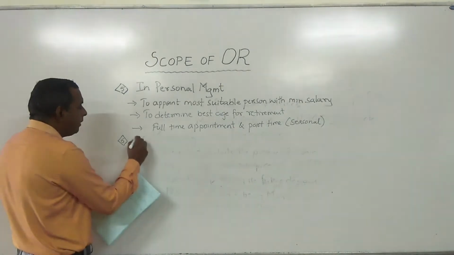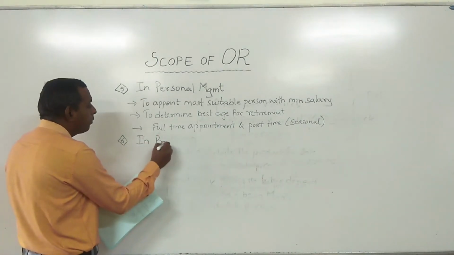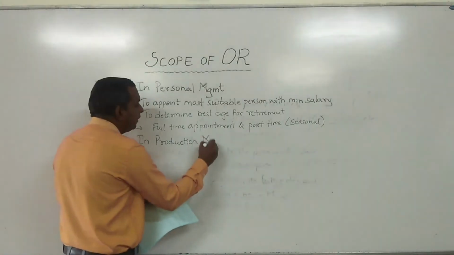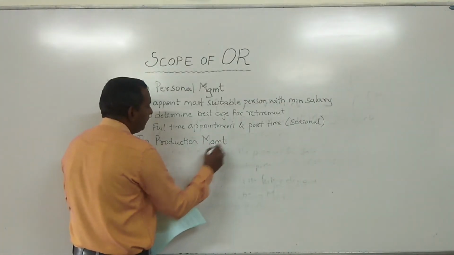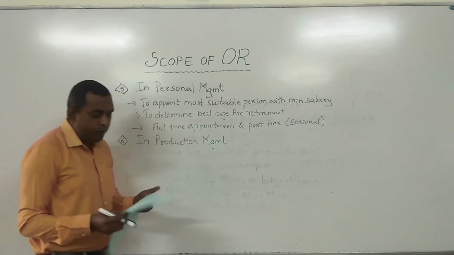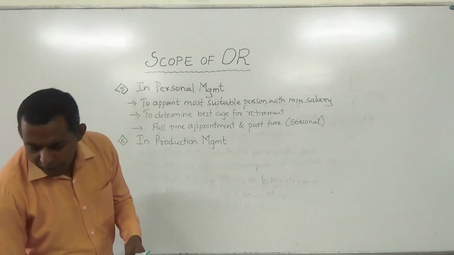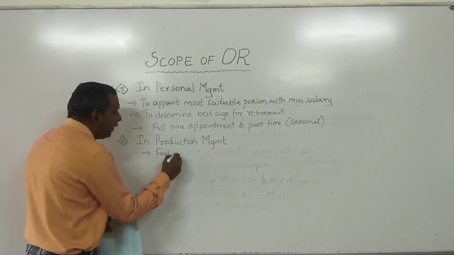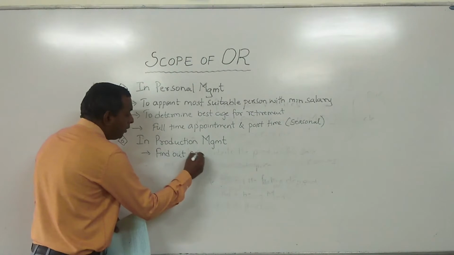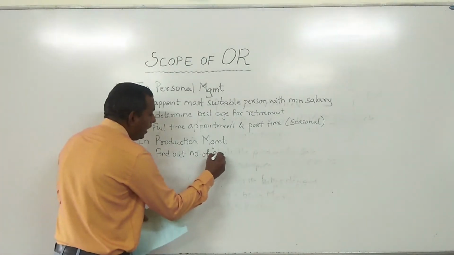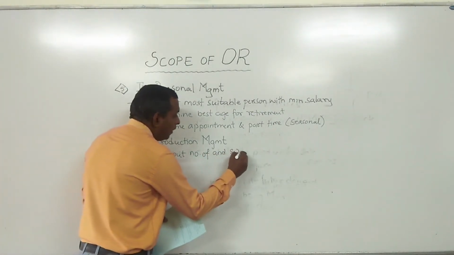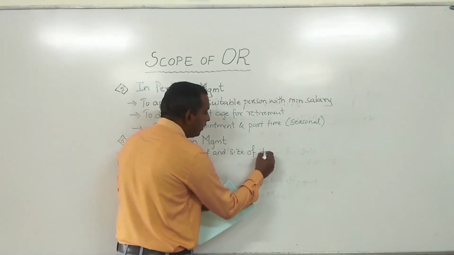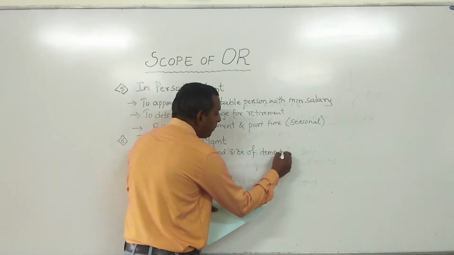Another area is in production management. In production management, the aim is to find out the number and size of items to be produced.